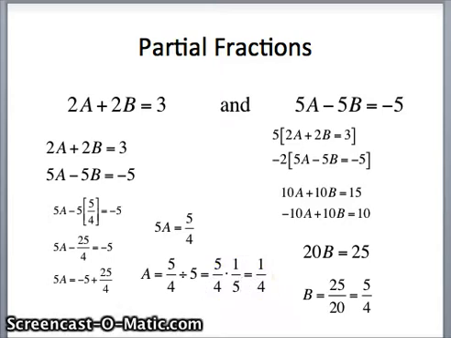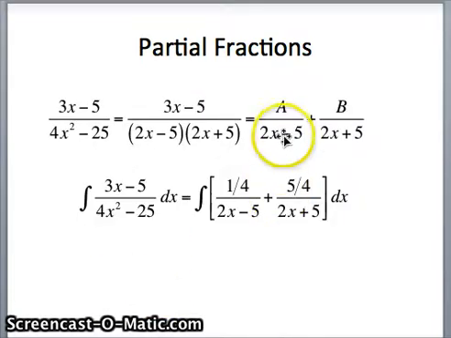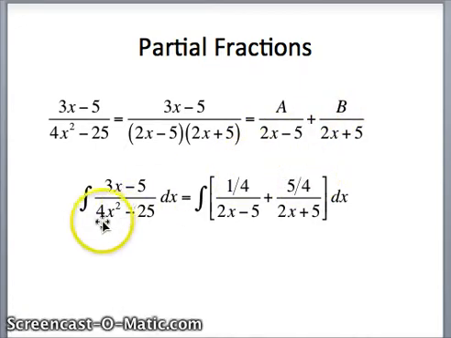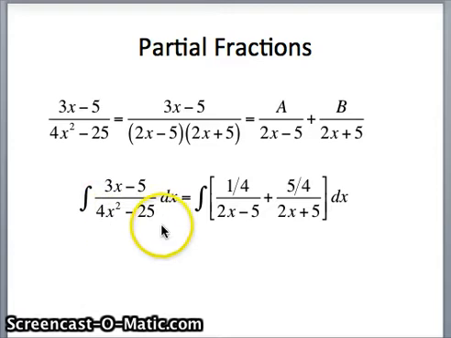We've got to go back to our original to see what a and b represented. So we had 3x minus 5 over 4x squared minus 25 is a over 2x minus 5 plus b over 2x plus 5. We had a as a quarter, we had b as 5/4. So if I want to integrate this, integral 3x minus 5 over 4x squared minus 25, it's 1/4 over 2x minus 5 plus 5/4 over 2x plus 5.